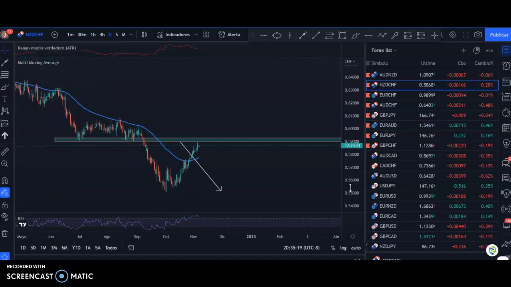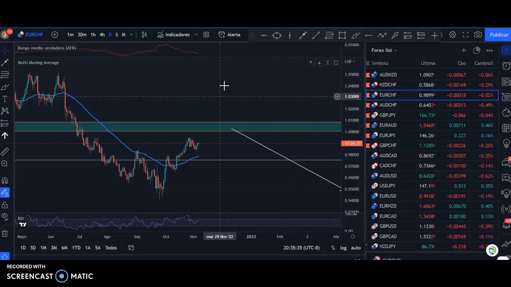The setup's coming. So I'll look for sells around this area over here if the market starts reacting to the low, to the bottom. This is for the NZD/CHF, EUR/CHF. It's a similar price action.